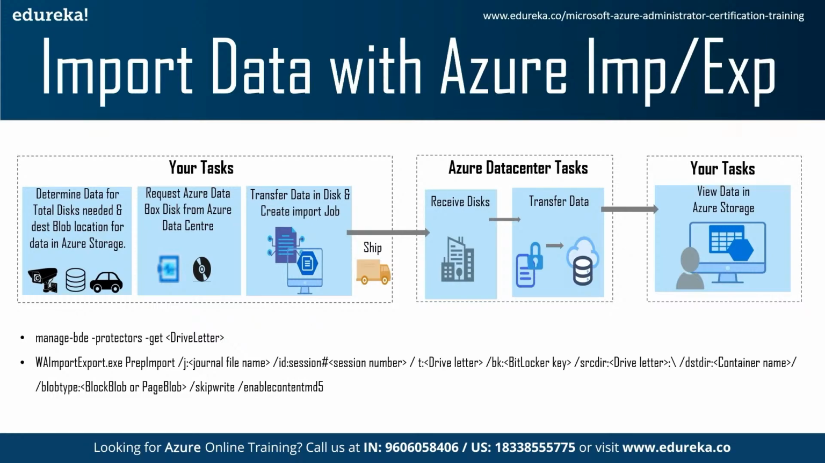Also, if you have chosen to send your own disk, then after the data has been uploaded to Azure storage, Microsoft repackages your disk. The job status is updated. Then Microsoft sends the disk back to you using your selected carrier. The job status is changed to indicate that the job is now completed. Now your task is left, that is, you have to receive your encrypted disk from the Azure data center. Then the last thing is to view data in Azure storage. So verify that the data has been copied to your storage account.